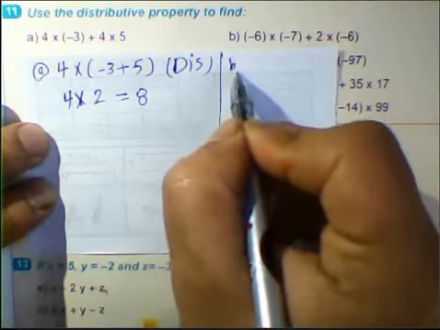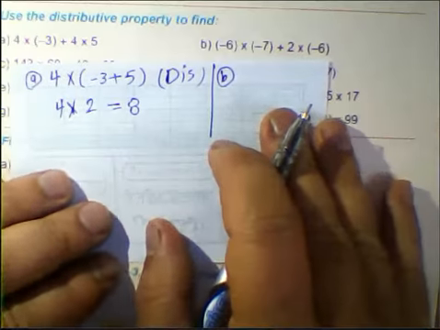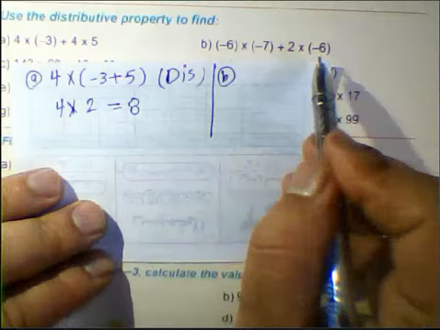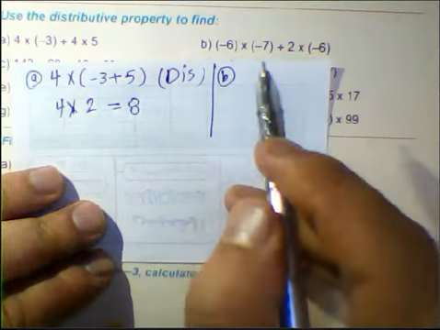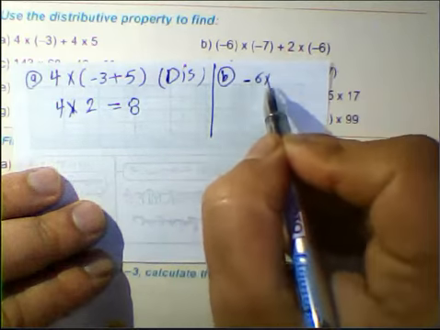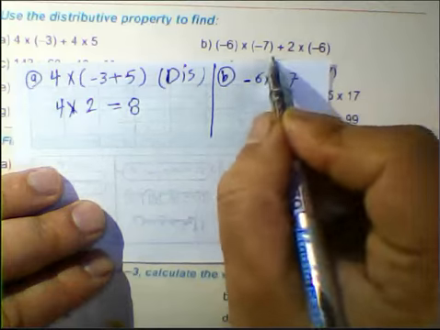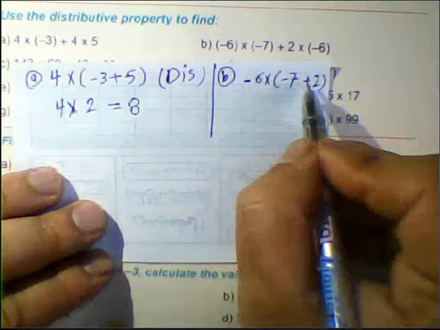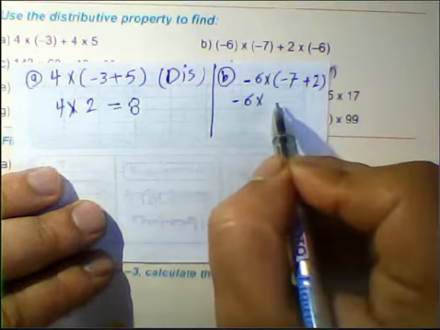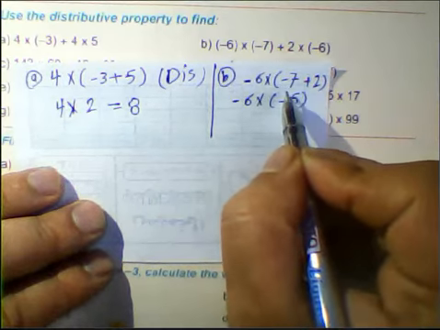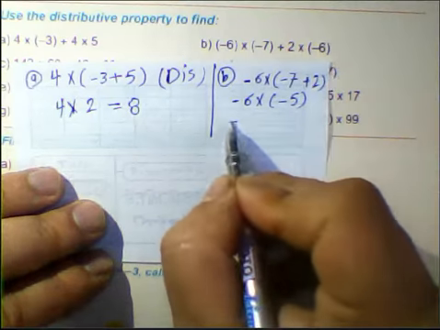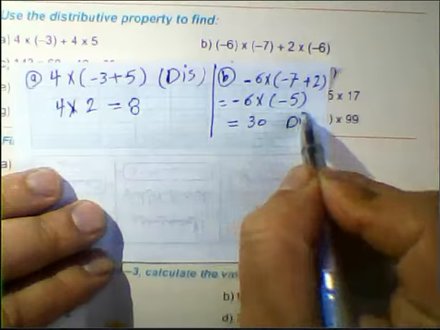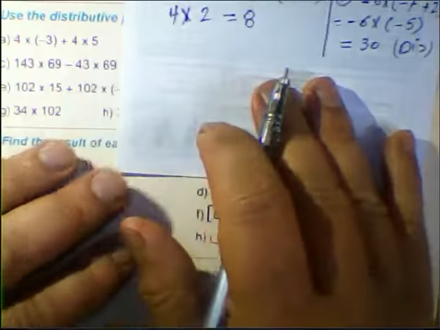Letter B. Negative 6 times negative 7 plus 2 times negative 6. We know negative 6 is in two terms, so we can write negative 6 out, multiply negative 7 and 2, plus 2 in parentheses. So the result will be negative 6 multiplied by negative 5, because negative 7 plus 2 equals negative 5. So the result will be 30. Negative times negative equals positive. That was the distributive property.